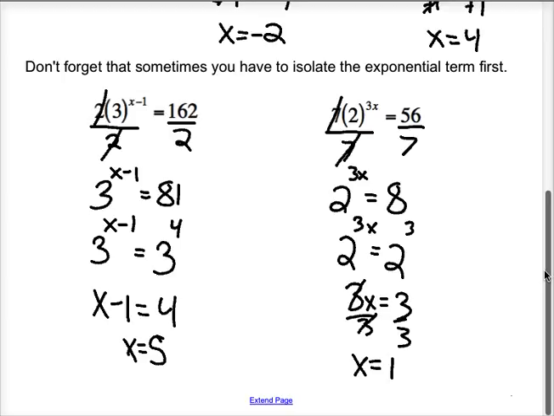So that's it for this note. Again, the big idea is get that common base. And if you need help searching, you reference your powers chart, or your calculator can also help you generate a list to help you find that answer.